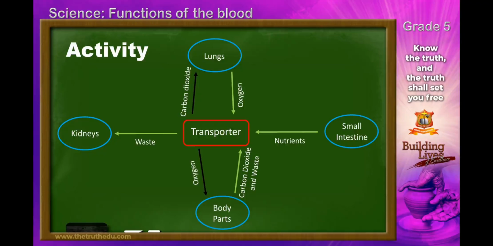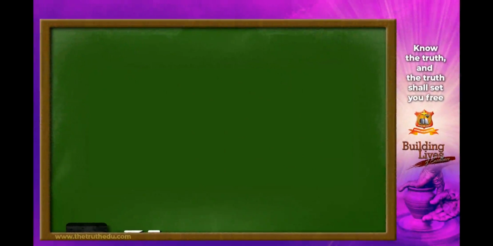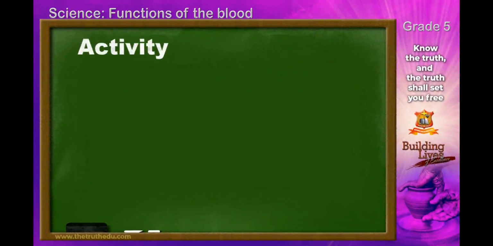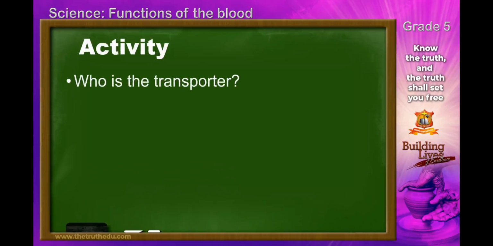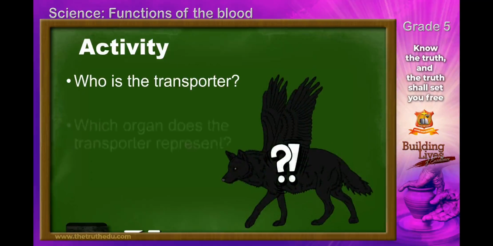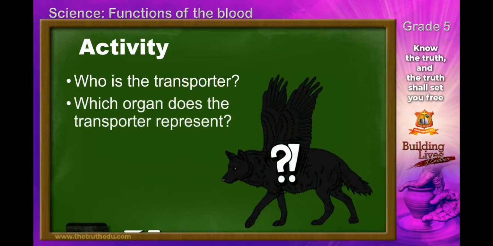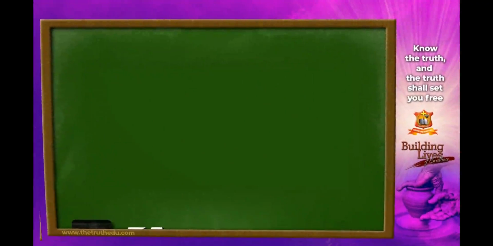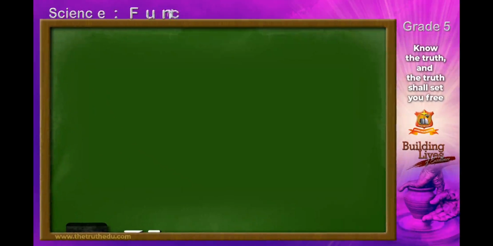Imagine it carefully because it is a bit tough to explain on a PowerPoint. Now please note that this process keeps going on in a circle. That is why he started off with a carbon dioxide card, which he gave to lungs in the starting. Now, who do you think the transporter is? And which organ does the transporter represent in the circulatory system? We will be looking at it throughout the presentation.